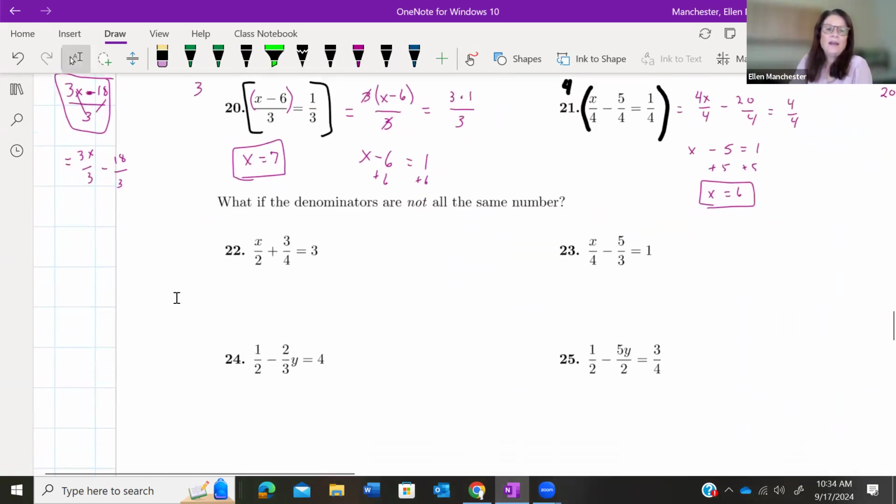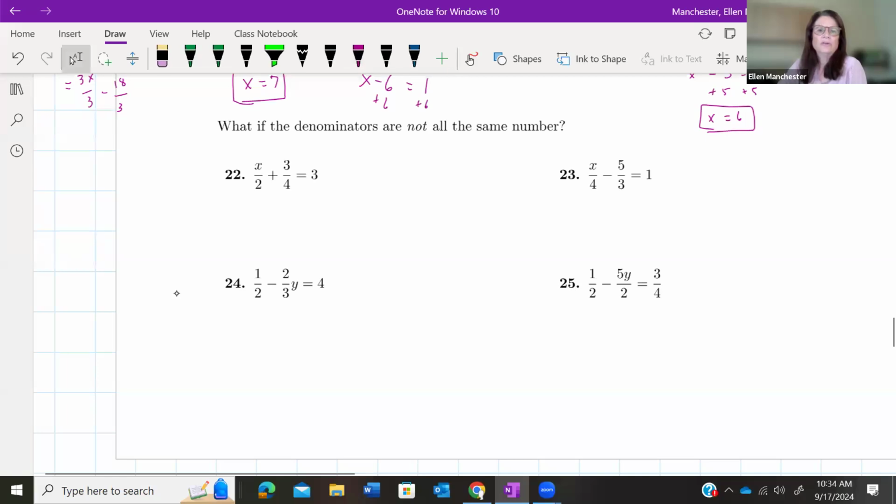Okay, so now 22. Now we have different denominators. So the idea is you're going to multiply by a common denominator. So you can multiply the two denominators. It does not have to be the least common denominator. It just has to be a common one. Or you can do, okay, 2 goes into 4. That's kind of my trick that I use: I always look at the bigger number. If the smaller one goes into it, I'll use the bigger number. And then I know I'm at a common denominator.